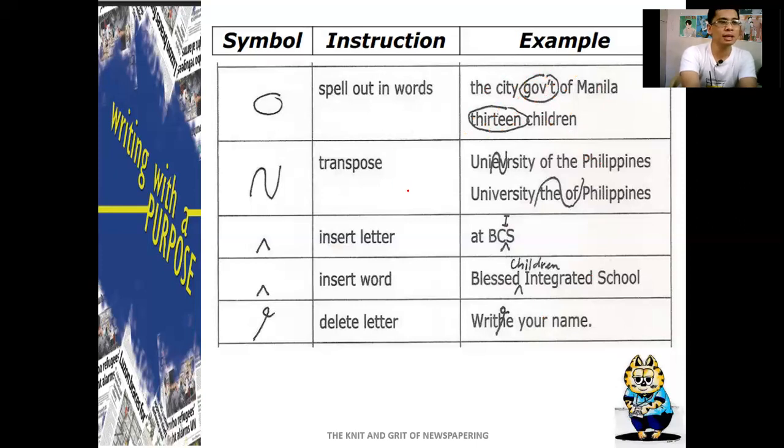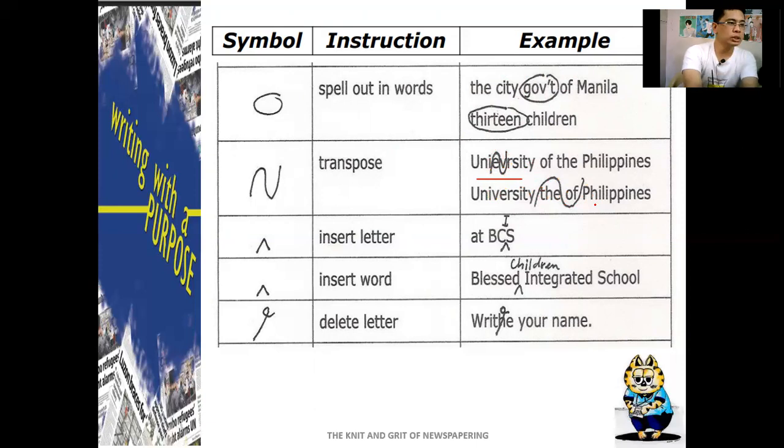Then there are some instances wherein, while we are typing, the words and letters get reversed. Just like in this case, the spelling of "university," where the E and the V were swapped. You would like them to be transposed in their positions, so you can use this symbol. The same is true if you would like to transpose words. Let's say, "the" and "of," you would like to transpose their positions, use this symbol.